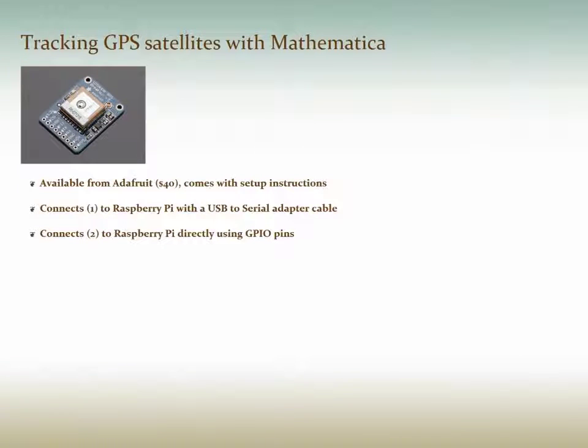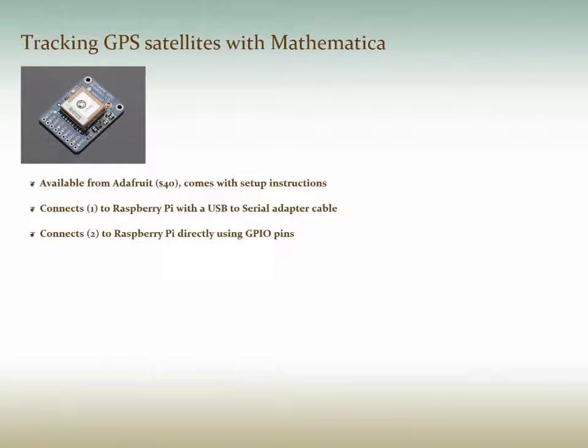Next, let's take a look at a GPS device. In this case, I'm using a GPS module from Adafruit, which can be used on both Raspberry Pi and Arduino boards. This GPS module costs about $40 and comes with setup instructions on the Adafruit website. This particular GPS module works as a serial device. The moment it powers up, it will begin tracking GPS satellites and start to generate textual GPS data on the serial link.